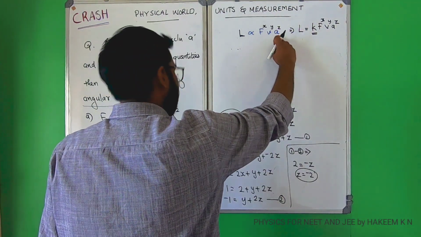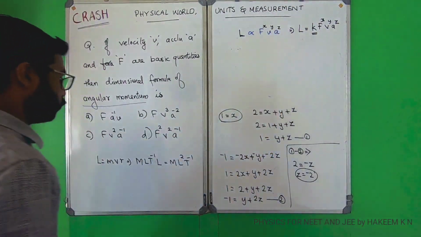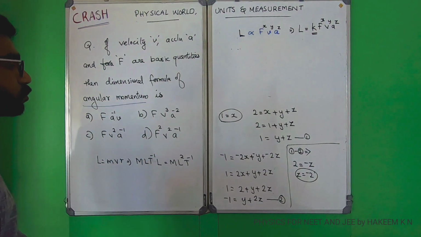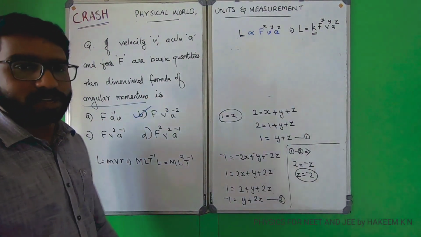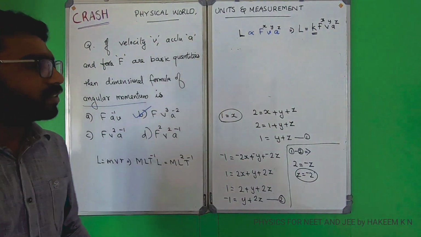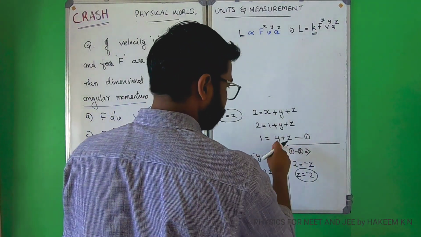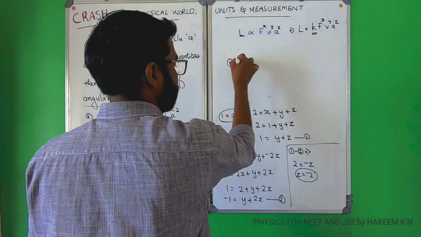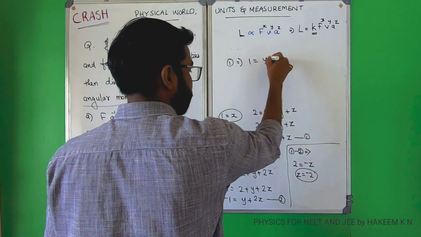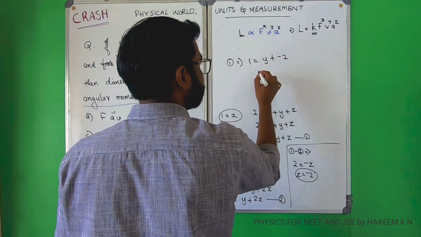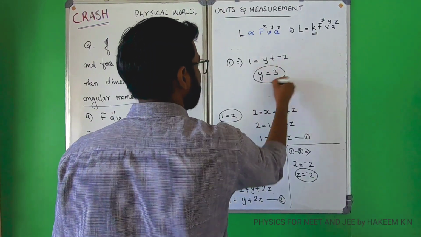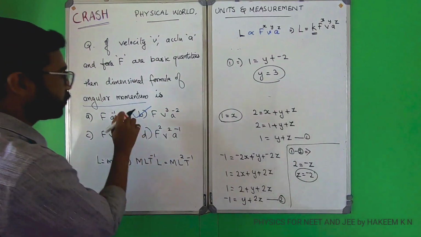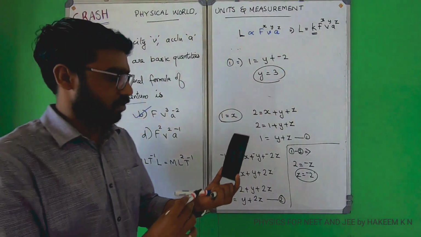Z to the power minus 2, f to the power 1. So according to the options, B is the right answer. Then we can calculate y from equation number 1. In equation number 1, 1 equal to y plus z, which is minus 2. So y equal to, minus 2 will come here, y equal to 3. So option B is confirmed.